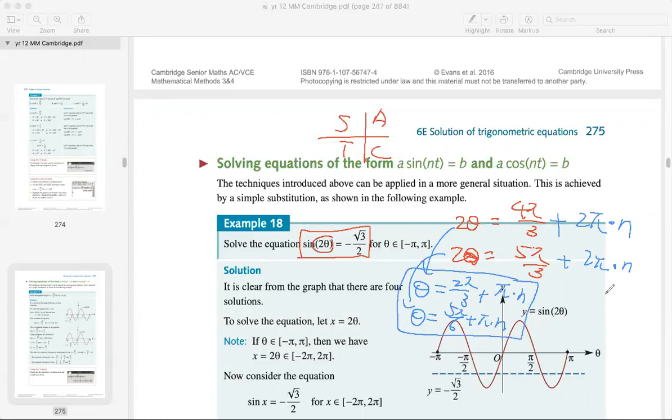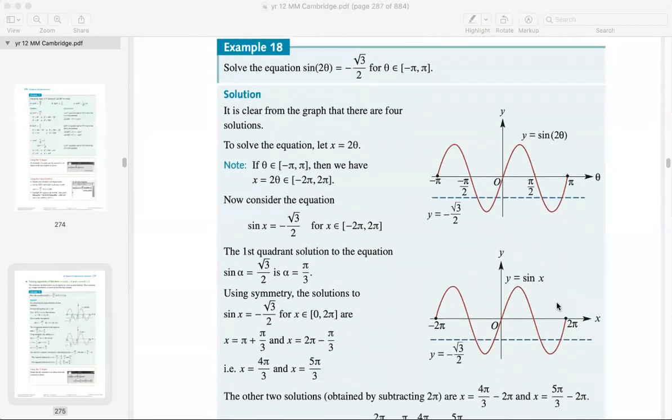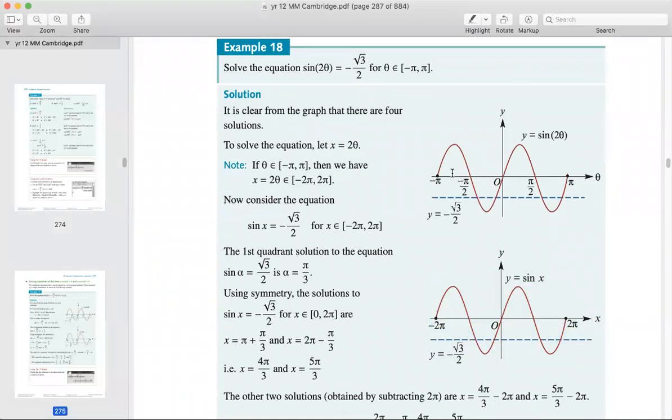And then I just plug the n values in. First, let my n equal 0. We got two solutions. When I let my n equal 1, we realize it's out of the boundary. I let my n equal negative 1. Yes, it's still inside. So technically speaking, we still have 4 answers, which are highlighted over here.